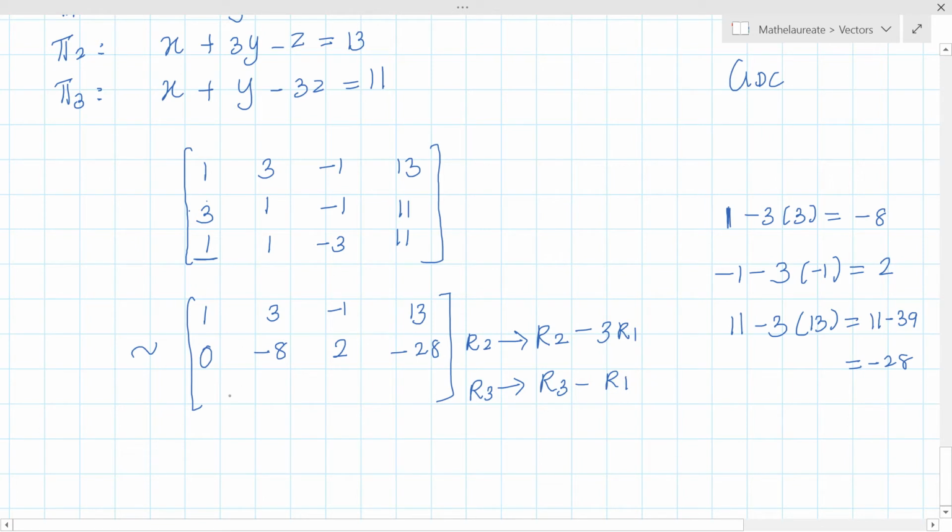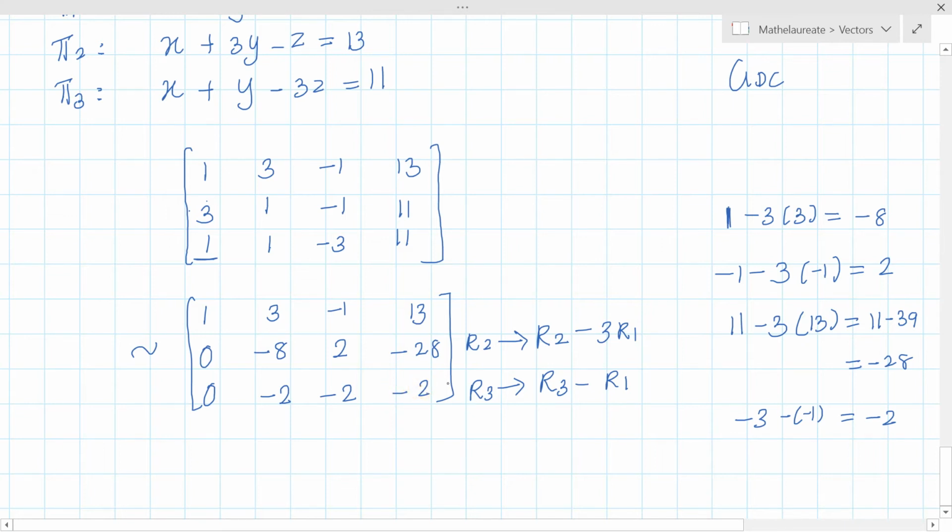Okay, 1 minus 1 will become 0. 1 minus 3 will become minus 2. And minus 3 minus of minus 1 will make it minus 3 plus 1, which will be minus 2. So this term is also minus 2. And the last term: we have 11 here and we have 13 here. Okay, 11 minus 13 gives minus 2 again.